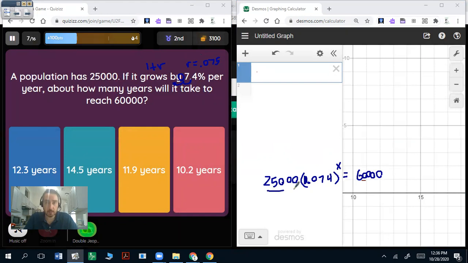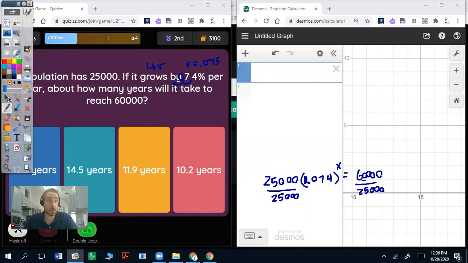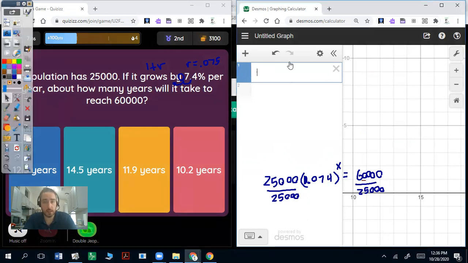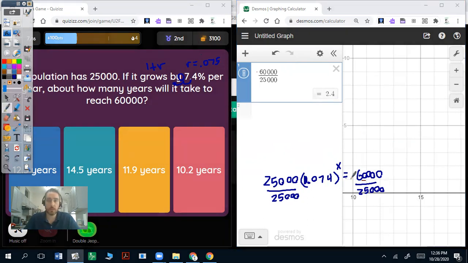So we can divide. And 60,000 divided by 25,000 is going to be about 2.4. Let's see, 60,000 divided by 25,000, 2.4. So we have 1.074 to the x power equals 2.4. Now we're ready for logs. So we say log base 1.074 of 2.4 equals your exponent.